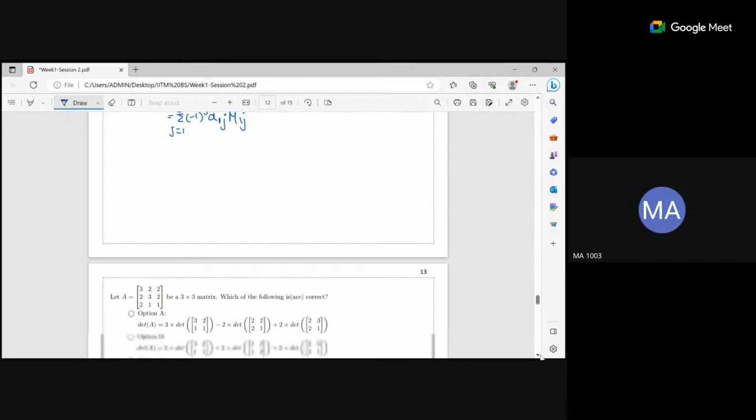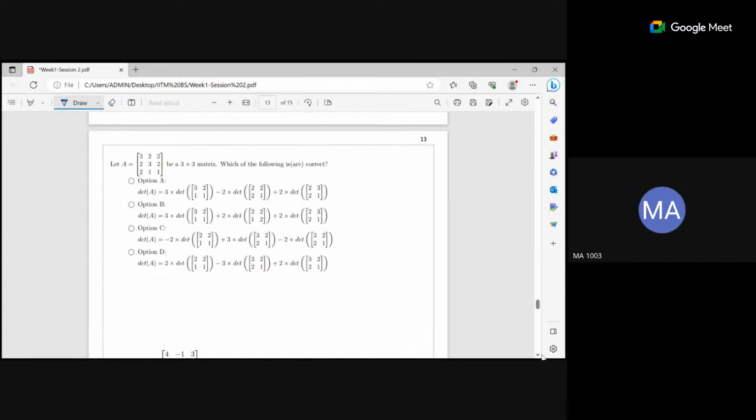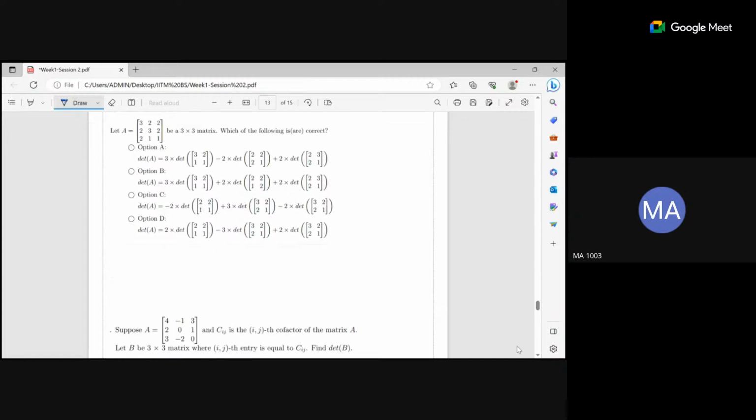Okay. So I guess you have seen this problem already. Can you tell what is the answer for this? Option A, B, C. Is that correct? Can you explain it? So first one, I guess it is a straightaway formula which you are using. 3 times the determinant of this part minus 2 times the determinant of this part and plus 2 times the determinant of this part. This is fine.